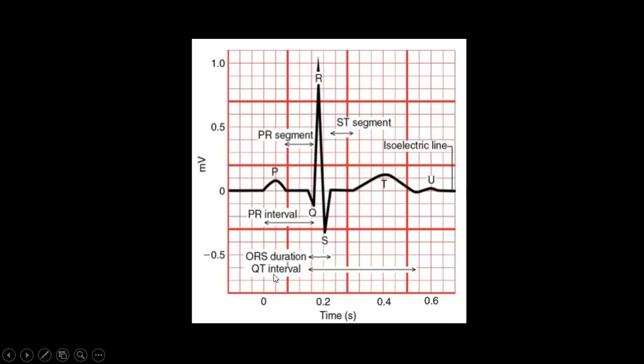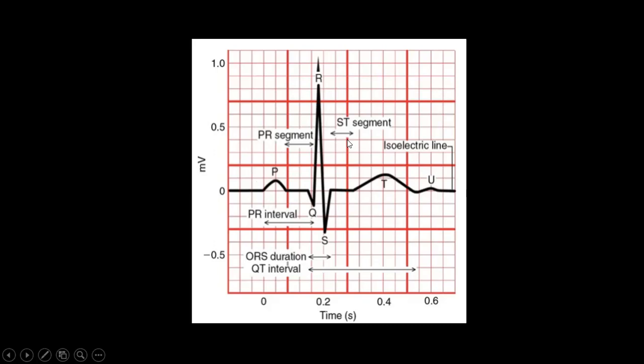Then comes QT interval. It is the time taken from the start of QRS complex to the end of T wave. I repeat, it is measured from the onset of QRS complex to the end of T wave. It indicates the total systolic time of ventricles. That is, it includes ventricular depolarization and repolarization. So these are the two intervals, PR interval and QT interval.